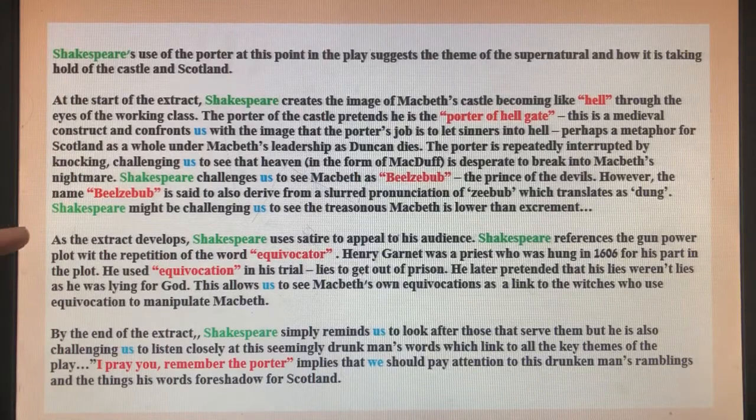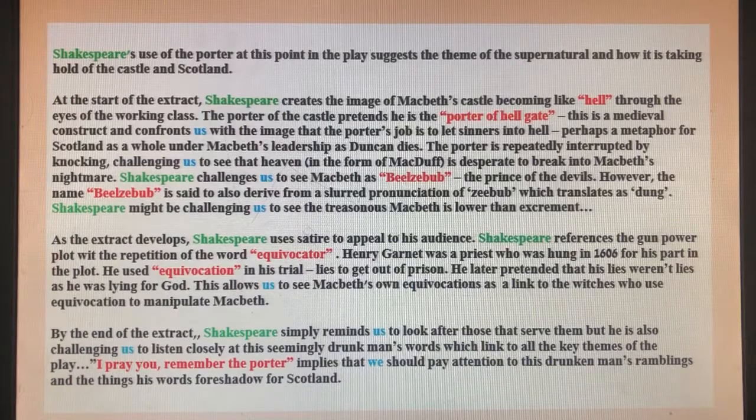So I might change this sentence here to, as the extract develops, Shakespeare uses satire to appeal to his audience. This way breaks the tension even further as Shakespeare references the gunpowder plot. So I would need to say phrases like even further or develops or deliberately evolves the theme to make sure the examiner is really clear that I'm explaining how a theme changes through the extract itself. Same thing with the sentence here. By the end of the extract, Shakespeare simply reminds us would need to be adapted slightly to get the grade 5 by thinking then by the end of the extract how the theme of perhaps the supernatural has changed or developed even further.